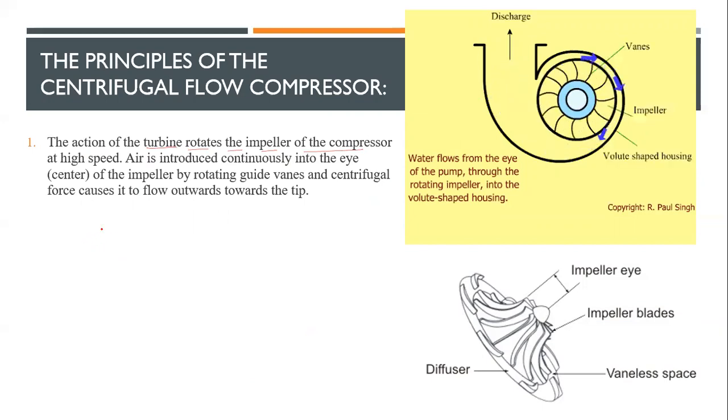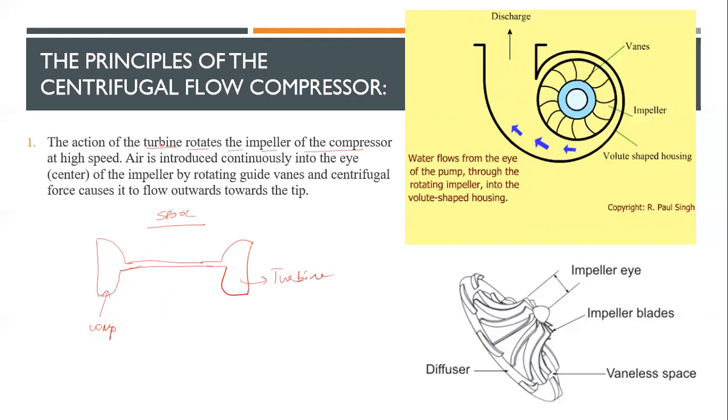If I talk about a spool, what is a spool? A spool has, let's say, a compressor. This is the compressor we're talking about. It is joined by a shaft, and on the right side we have what? This is the turbine. So it is the turbine which is turning the compressor. So that is what it's saying. The action of the turbine rotates the impeller of the compressor.